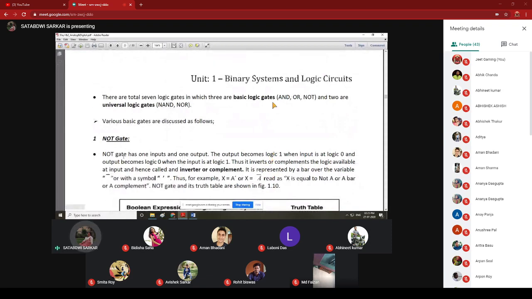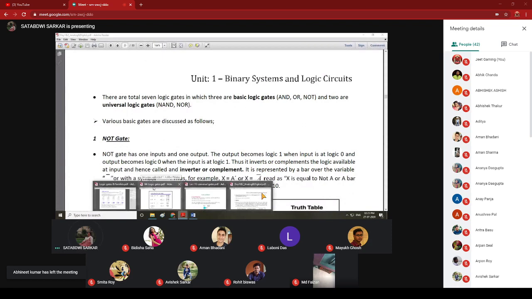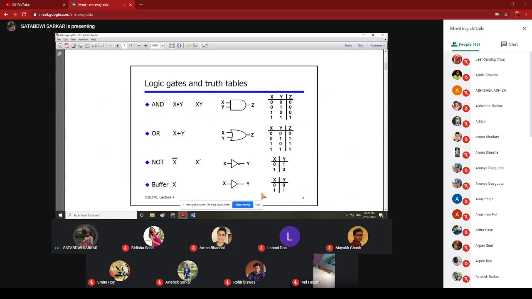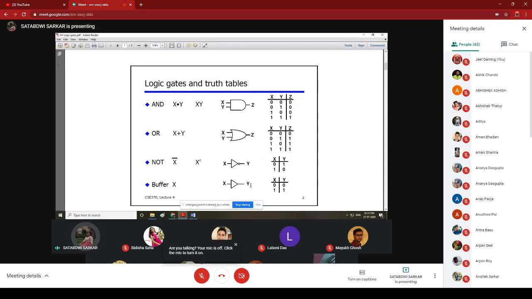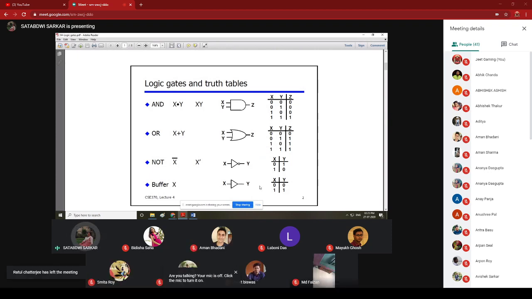But before starting with the NOT gate, I would like to share this. Here you can see this is a buffer. In a buffer, if the input is x, then the output will be the same as x. So why do we use this buffer?